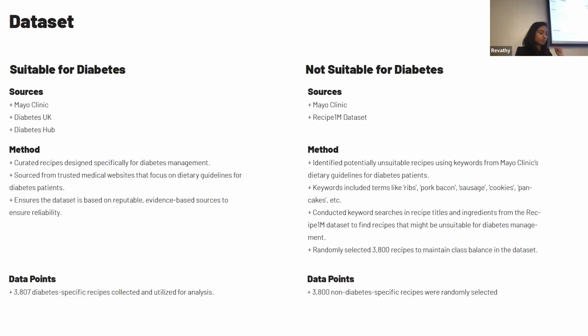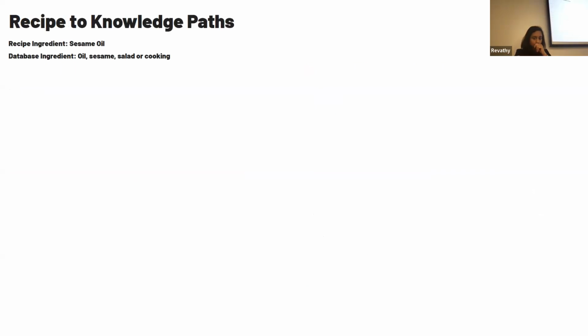And we have a data set. In order to first construct a method and validate, we need a data set which has a list of recipes suitable for diabetes and a list of recipes not suitable for diabetes. The recipes suitable for diabetes were obtained from sources we have here, where they have a recipe cookbook sort of thing to recommend recipes for diabetic patients. And using the keywords given by Mayo Clinic for the avoid categories, we use those keywords to identify recipes from the Recipe1M dataset that will for sure not be okay for diabetes patients.